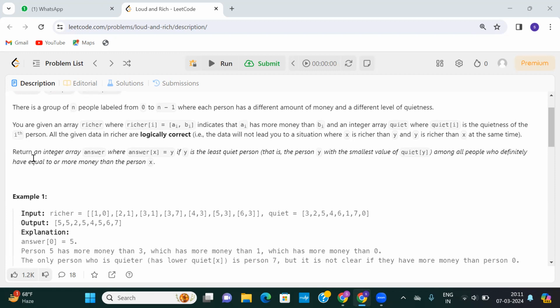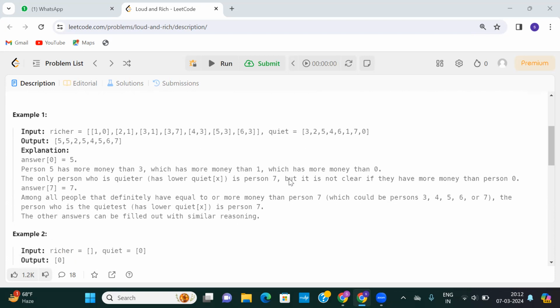Now the main thing, what we need to return. We need to return an integer array answer, where answer at the index of x is equal to y, if y is the least quiet person among all the persons who definitely have equal to or more money than the person x. So let me explain the question with the help of an example first of all.